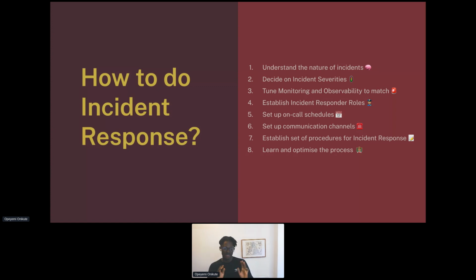So I have spent this time trying to set up the problem. I think it's very important for us to understand why we're doing this before talking about how to actually do it. So now we're going into how to do it. I have an 8-step process here on how to design the incident response process. Numbers 1 to 6 pretty much help prepare you for number 7. Number 7 is where you actually set up the procedures you're going to use for resolving the incident. So let's get into it.